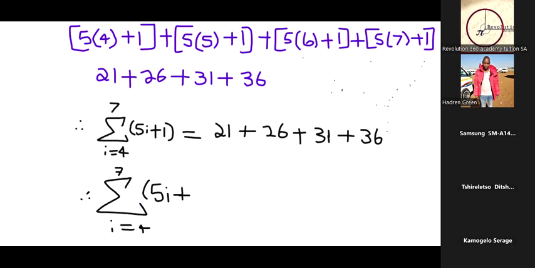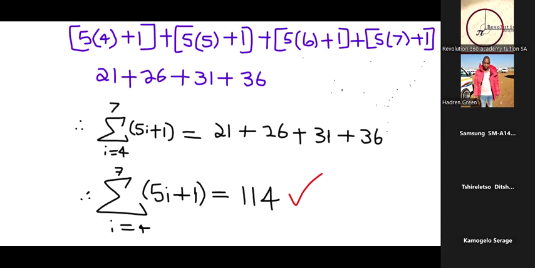It's equal to, then you add everything. Let's add 21 plus 26 plus 31 plus 36. What are you going to get? 114. As easy as that. So 114 should be your correct answer. Any question, guys? No question so far.